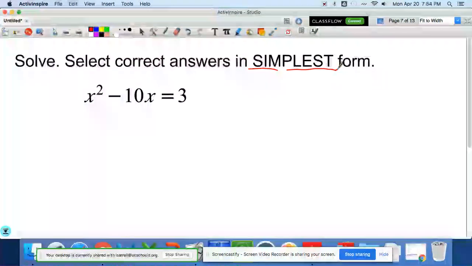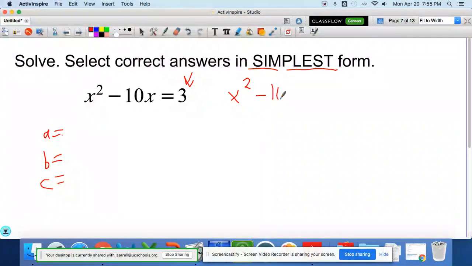Now, a lot of people would jump right from the beginning of this problem. They'd say, all right, great, what's A, B, and C? We can't actually do that just yet. Why not, guys? Because this is not a 0. We've got a little step to start this off with where we've got to move that 3 over. If I subtract 3 from both sides, I'd have x squared minus 10x minus 3 equals 0.